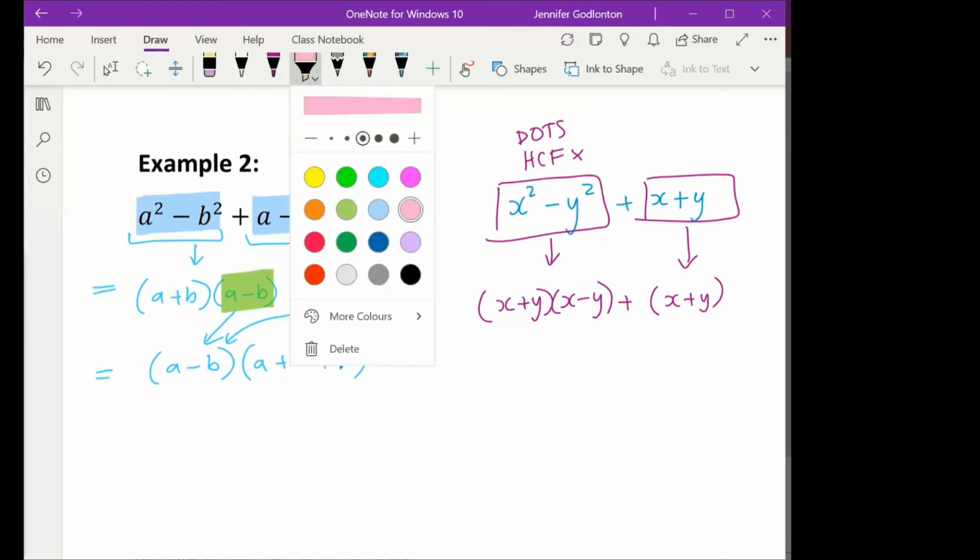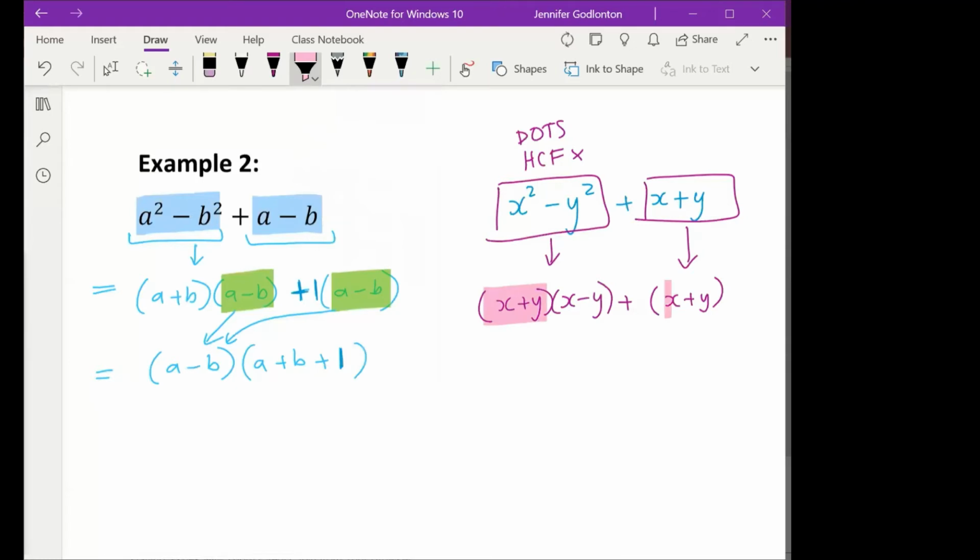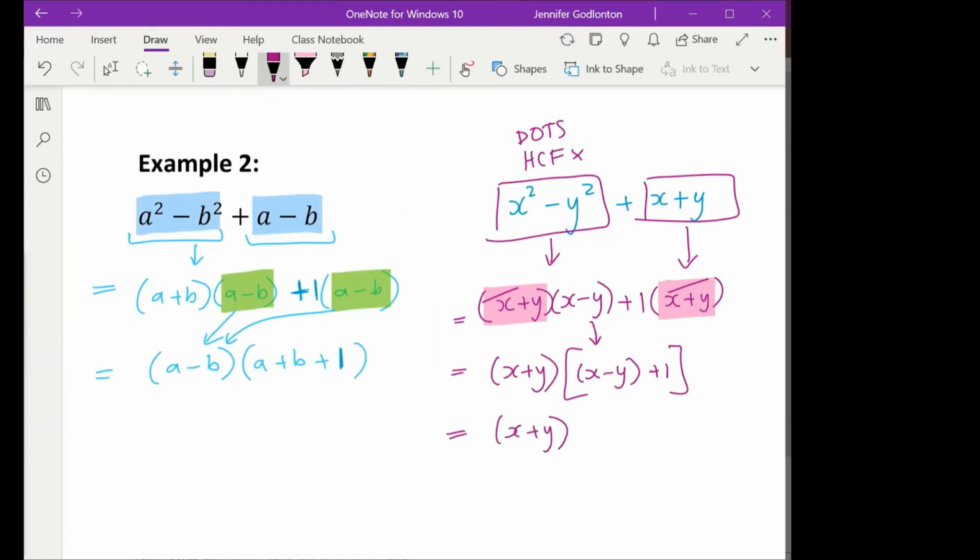Now I have a common bracket because I've got x plus y there, and I've got x plus y there. So I can take out my highest common bracket. And remember, when we do that, we cross them off and we write what we have left. So I've got x minus y, and then I've got this plus sign, and I've got nothing else to write. So we write our plus 1. And you can write it like that, or you could write it like this. Both ways are totally fine.